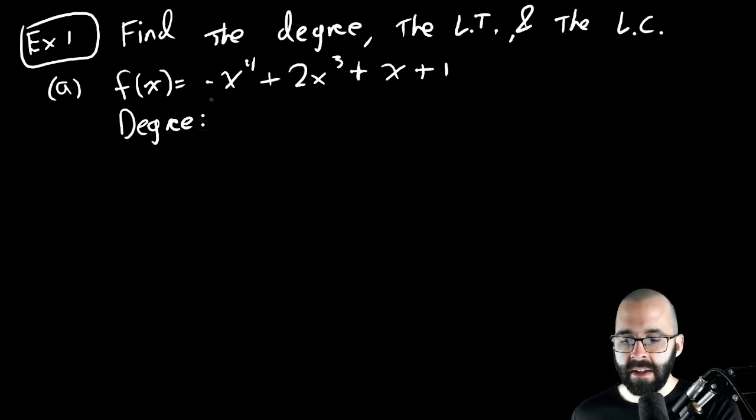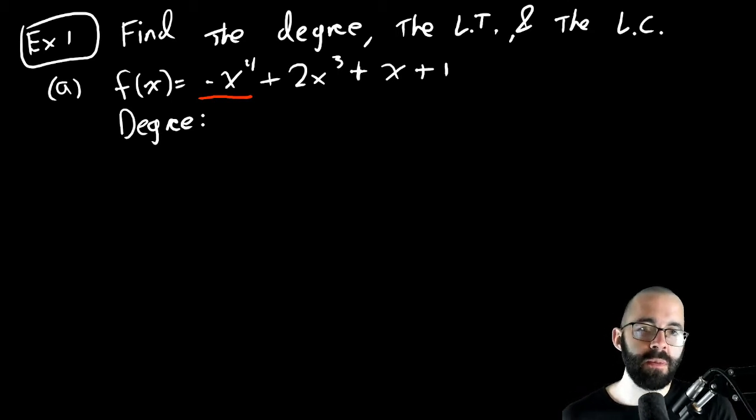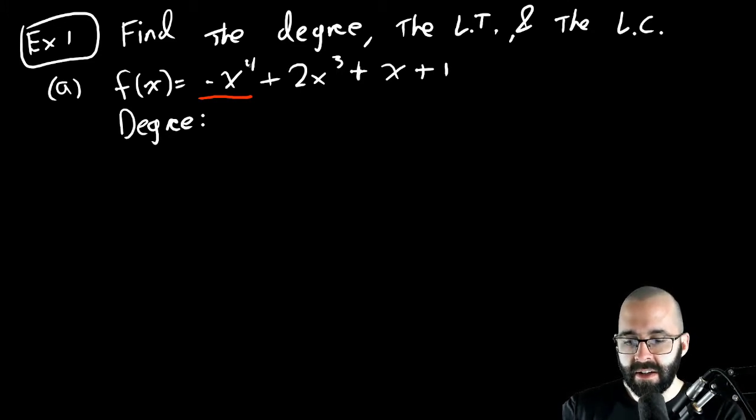It's usually a good idea to underline. It's a helpful tip to underline the term that has the highest exponent for x. So the highest exponent that x ever gets is 4. So that's the term that we care about. So the degree is that highest exponent. Degree is 4. This is a fourth degree polynomial, we would say.